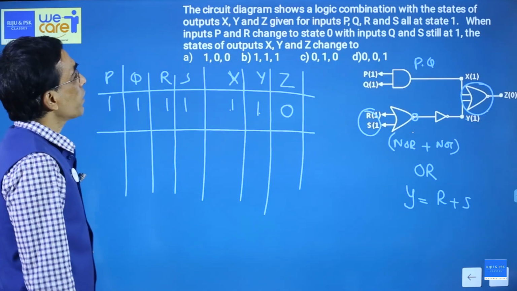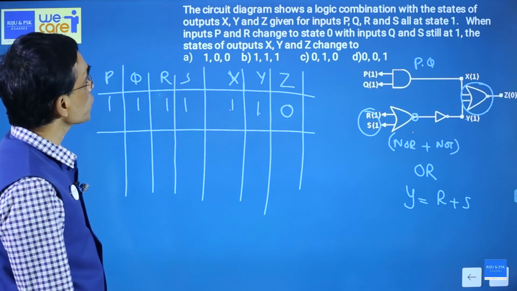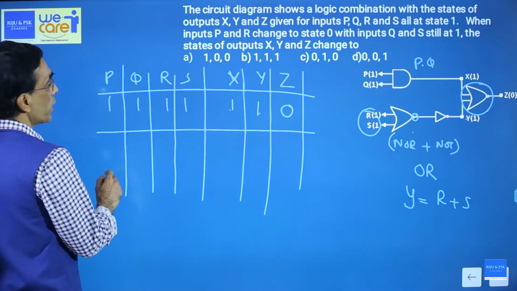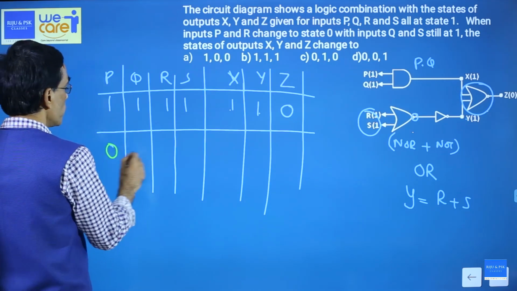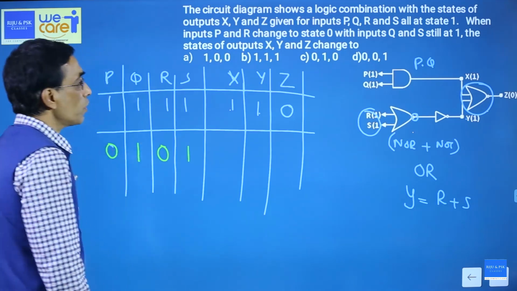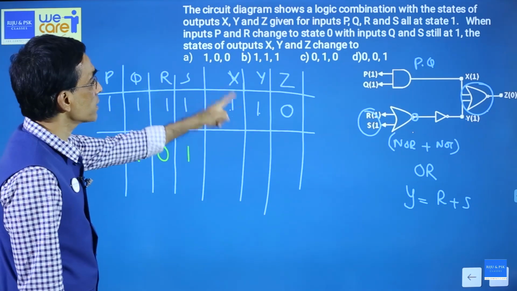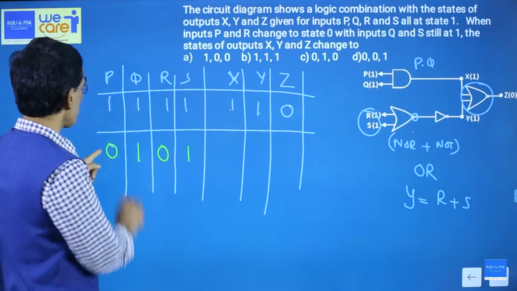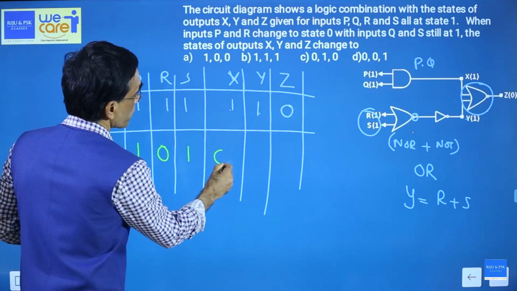Now, what is asked? When inputs P and R change to 0, Q and S remain. So P will become 0, and this will become 1. This will become 0, this will become 1. Now, what is the output X? X is the AND operation of P and Q. So P is 0, Q is 1, so X will become 0.